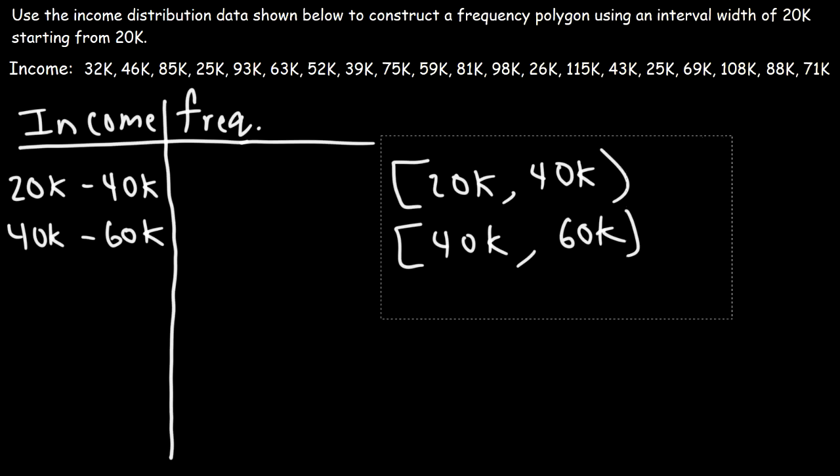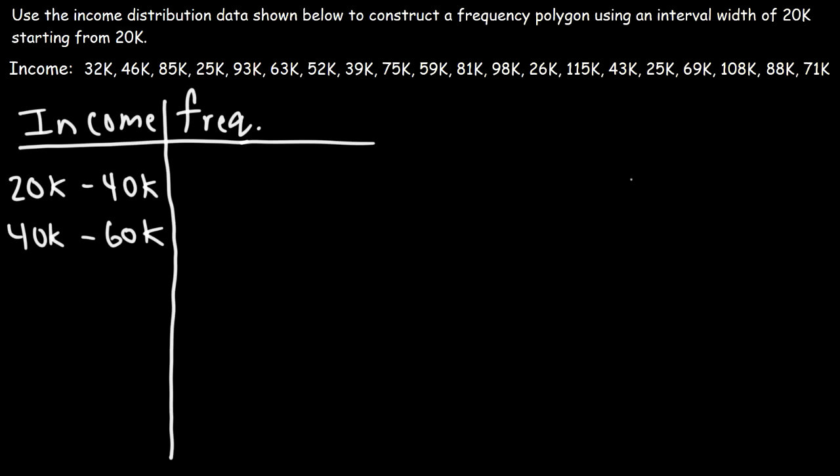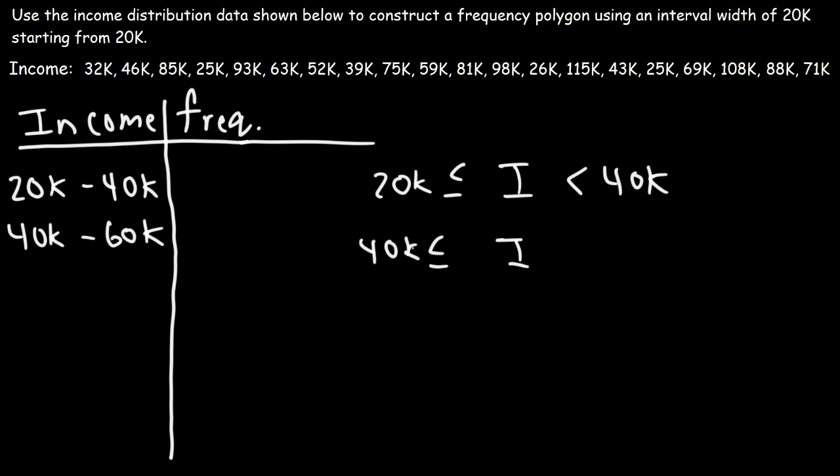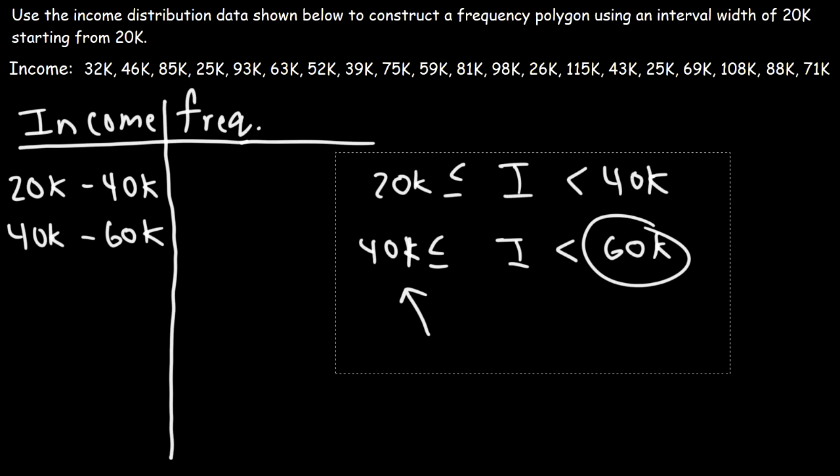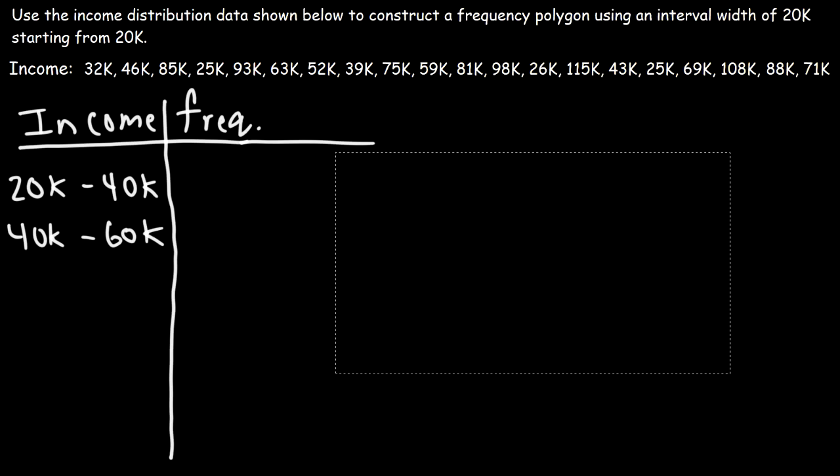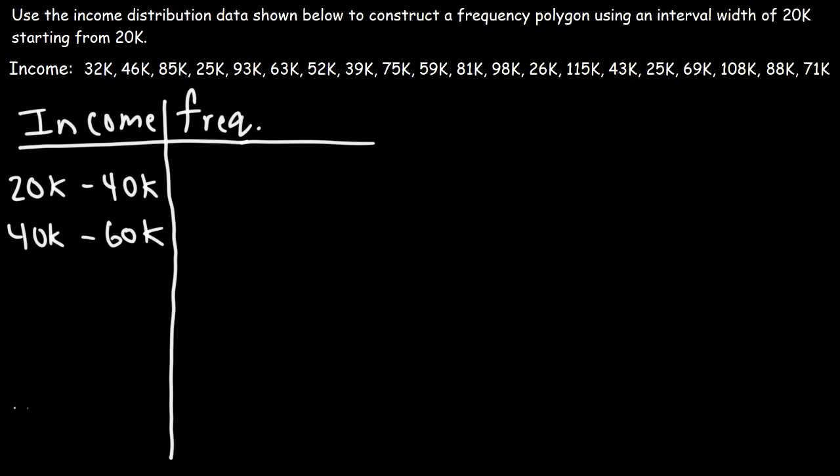As an inequality, you can write it this way. Let's say I represents income. So the income is between 20K and 40K. But as you can see, it doesn't include 40K. For the second range, this is going to be between 40K and 60K. So here it includes 40K, but not 60K for the second range. And so that's how we're going to set up our income ranges.